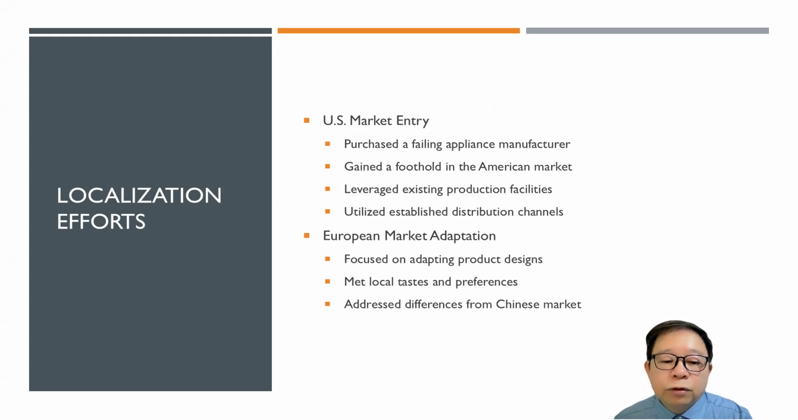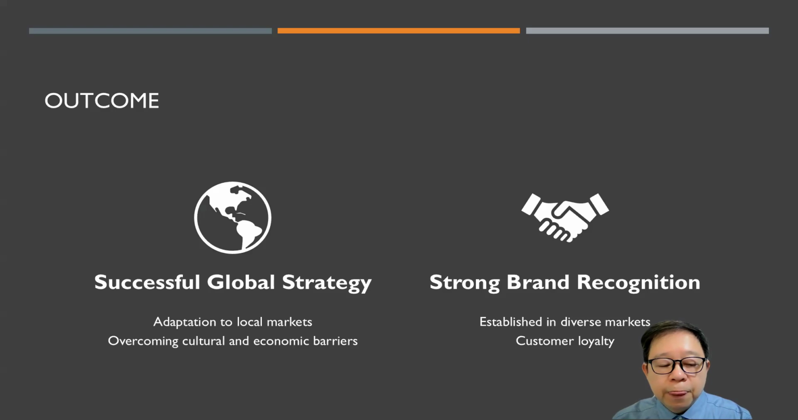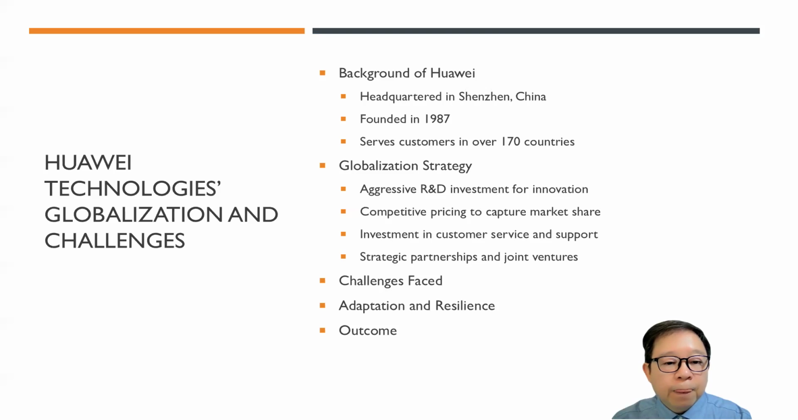And how do they enter Europe? They use a slightly different approach, right? They focus on adapting product design, because Europe is a very mature market. So they focus on taste and preference. They make it very nice, right? It's not just pricing. Elegant and nice design, good taste. So this is a very different strategy from China. What's the outcome? Haier successfully grew into different markets, and this is what we call a successful global strategy. They also have very strong brand recognition overseas, right?